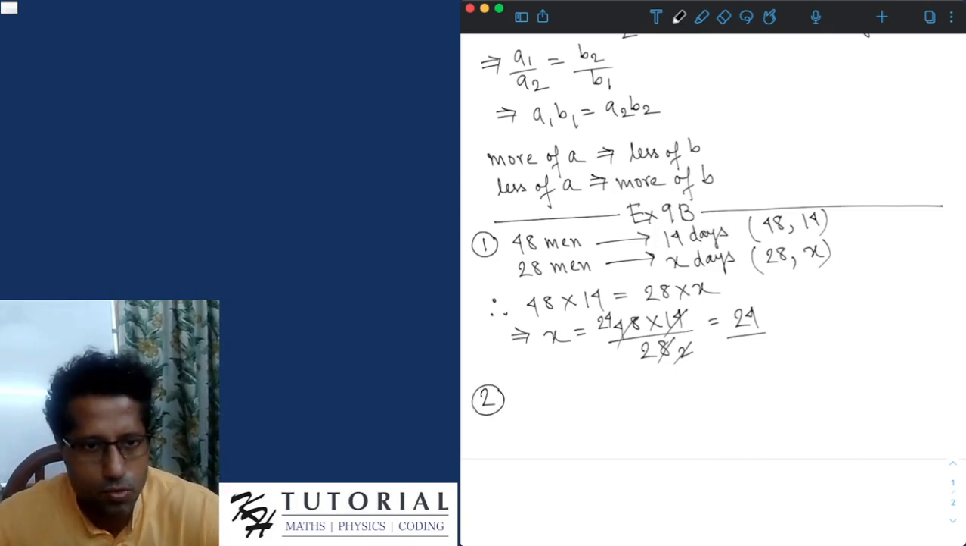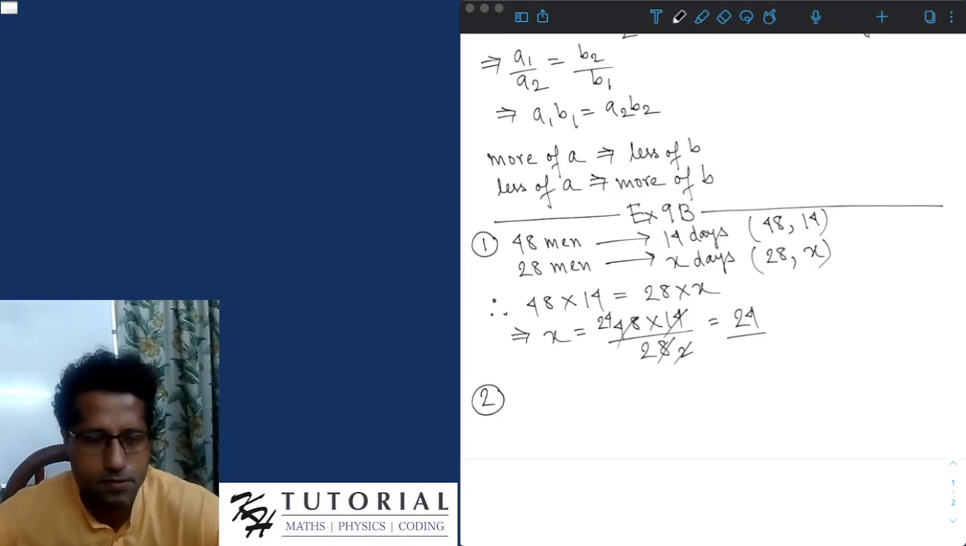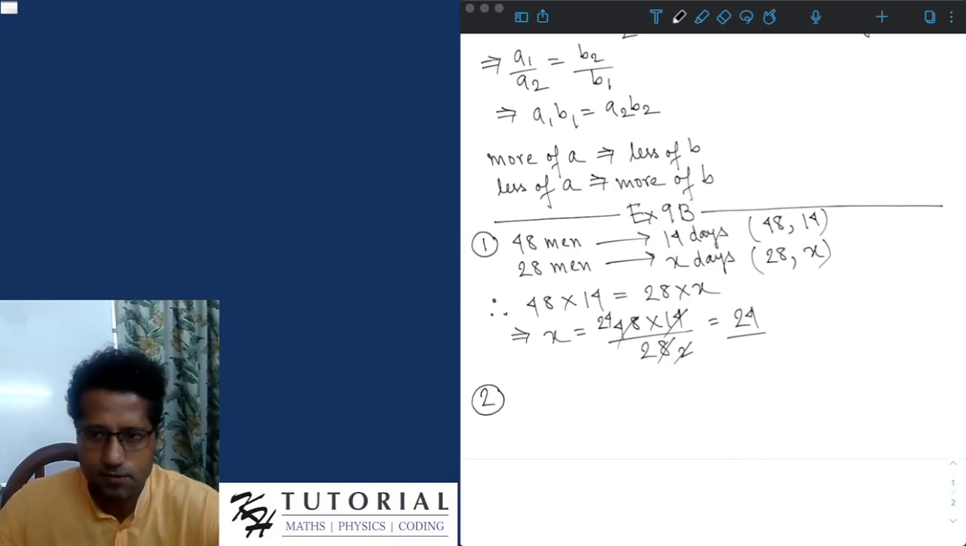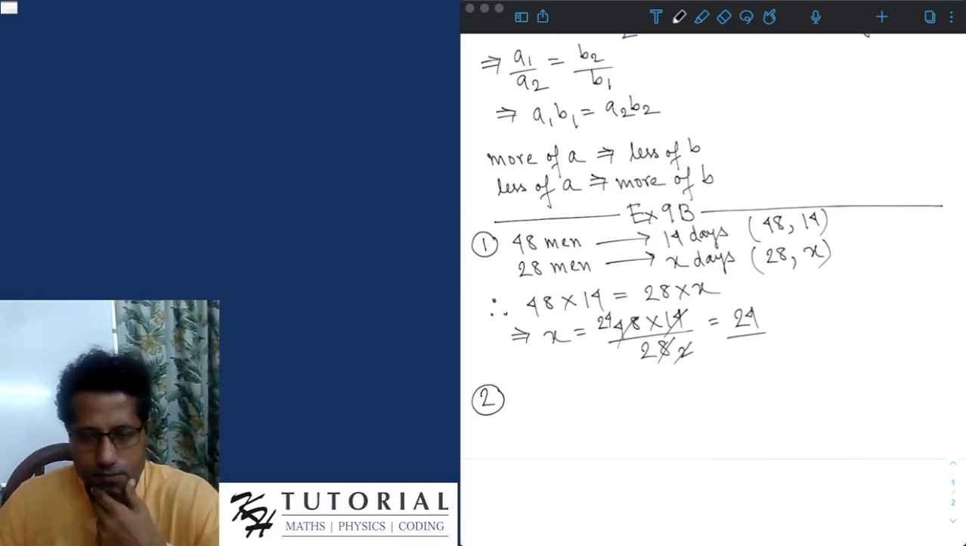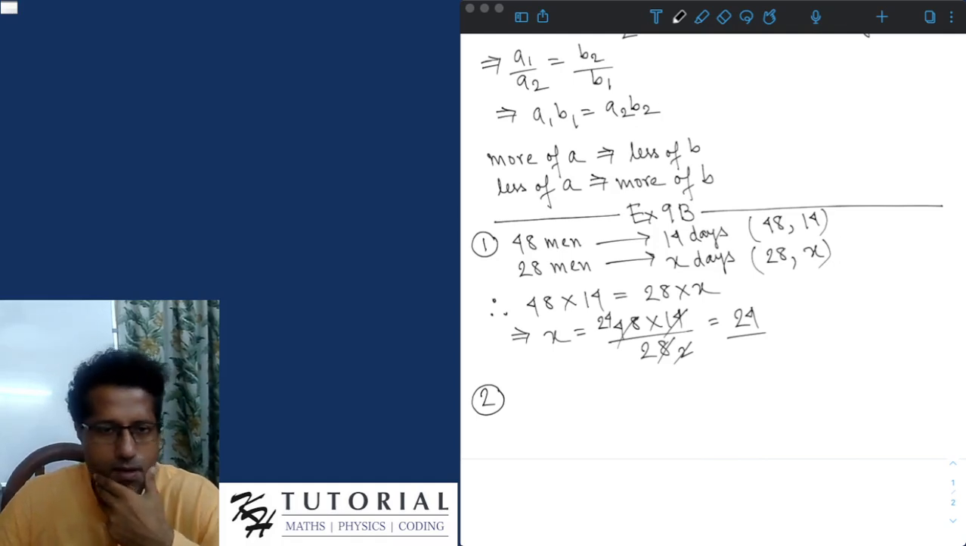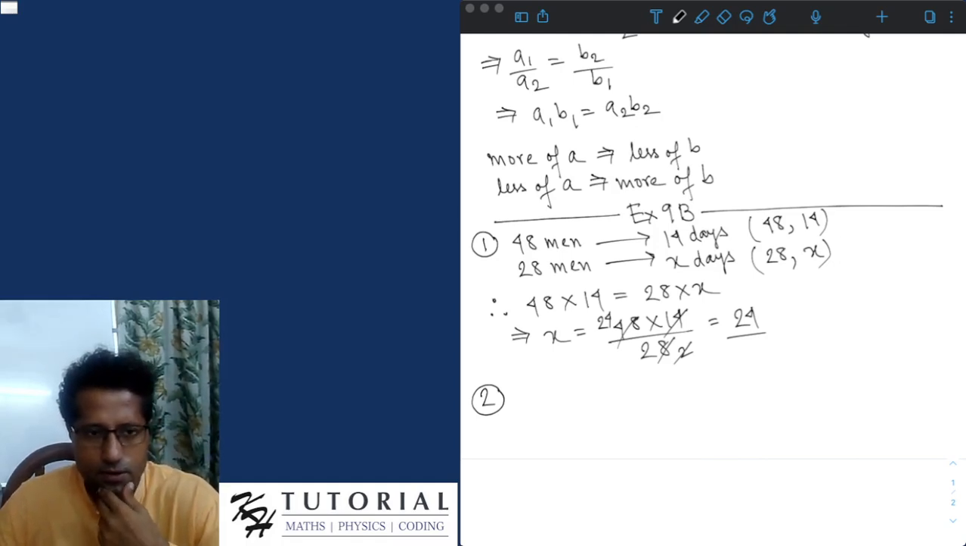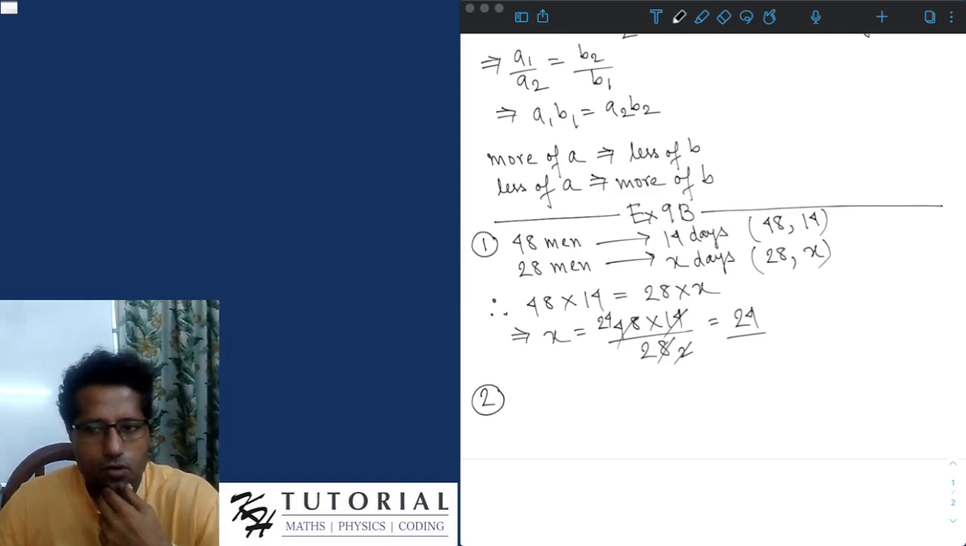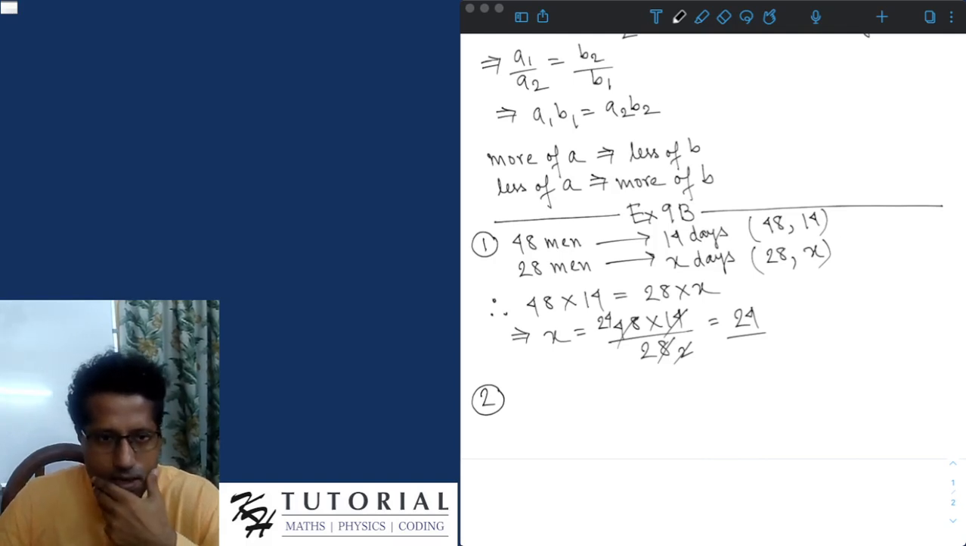Let's see question number 2. It says 16 men can reap a field in 30 days. How many men must be engaged to reap the same field in 24 days? So it's the same kind of problem, that is men at work. The men are doing some task. In problem 2, the task is to reap a field, and the quantities A and B are the number of men and the number of days.